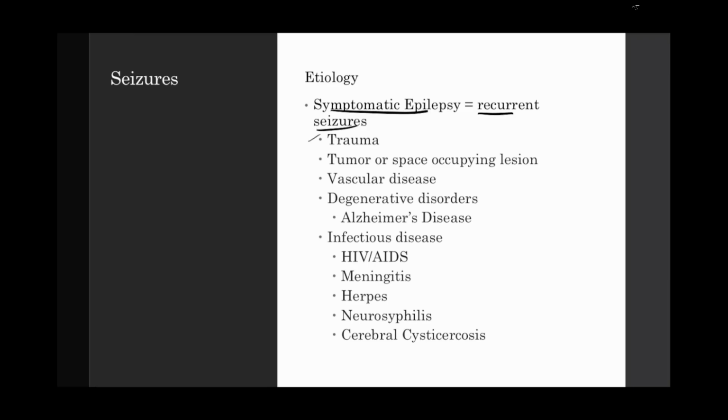With symptomatic epilepsy, this is your recurrent seizures. Trauma will be a cause of this. Tumor or that space-occupying lesion. Space-occupying lesion causes that mass effect, and it pushes the brain around, causing issues. And I have a good picture of that in a second. Vascular problems can cause seizures. Your degenerative disorders, Alzheimer's, and then obviously all those infectious diseases can also, again, untreated. Okay, if you have meningitis, hopefully you'll treat that. But obviously HIV/AIDS, untreated, neurosyphilis, untreated, can cause seizures.